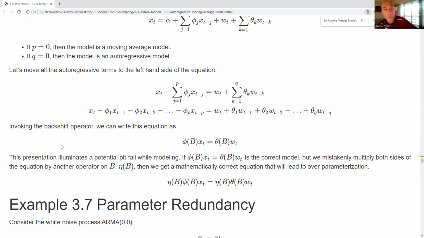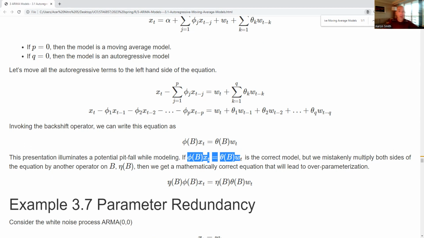Now, this presentation, why do we like this? Well, this illuminates a problem when we're building our model. Let's say that this is the correct model, but we make a mistake. That mistake is I accidentally multiplied both sides by an operator on the back shift operator.